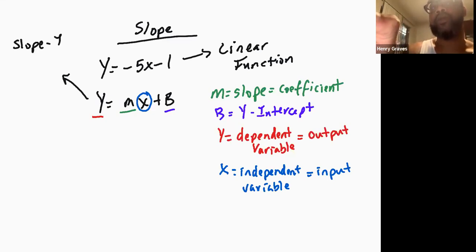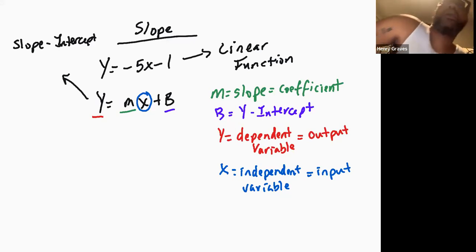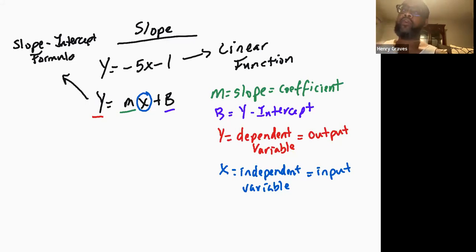Sorry about the bad music in the background. Sounds terrible. Okay, so the slope-intercept formula looks like that.